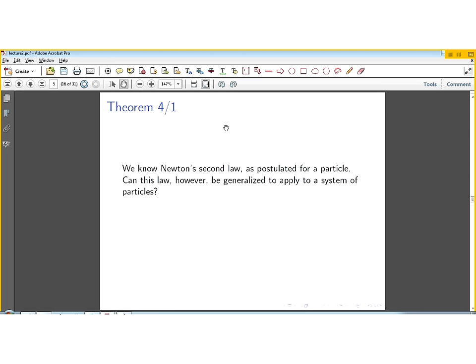Now the background for this theorem is this question. We know Newton's second law as it is postulated for a particle. That is the way that Newton postulated it, namely that if I apply a force F to a particle of mass m, I can say that the force vector is equal to the mass of the particle times its acceleration vector. We know this. Now, the question is, can this law be generalized to apply to a system of particles?